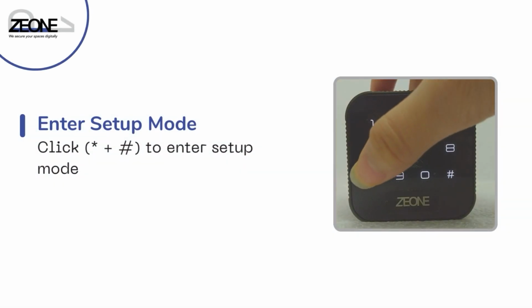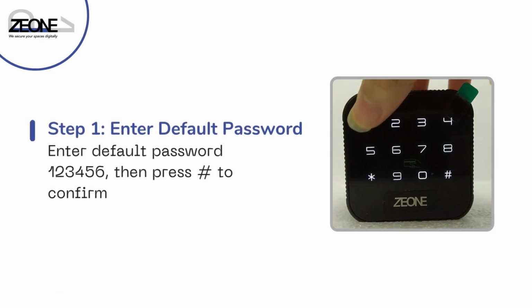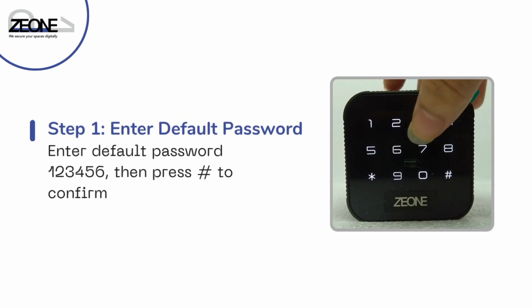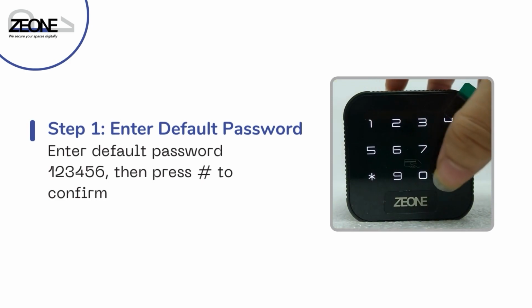Enter setup mode. Click star and hash to enter setup mode. Step 1. Enter default password 123456. Then press hash to confirm.